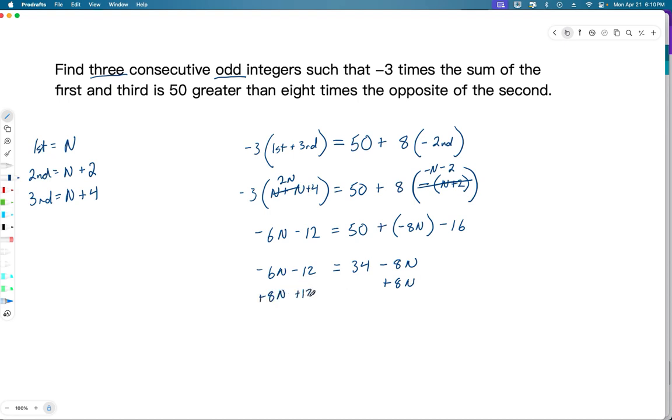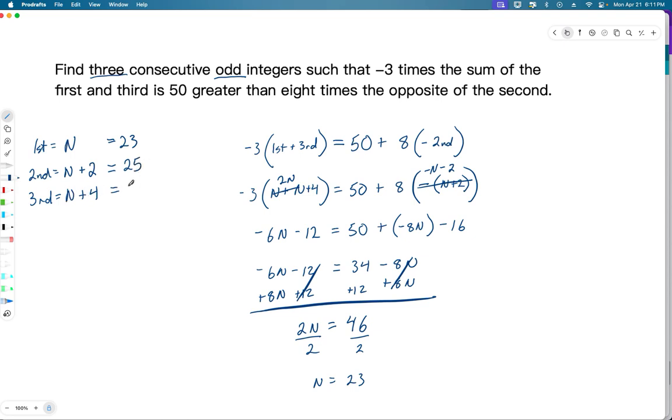So now I'm going to add 8n to both sides. And I'm going to add 12 to both sides. This would cancel. This would cancel. Negative 6, positive 8, that's 2n. And 34 plus 12 is going to be 46. So when I divide both sides by 2, n is equal to 23. So if n is equal to 23, then n plus 2 is 25, and n plus 4 is 27. So those are the 3 odd integers we're looking for. Let's look at the next problem.